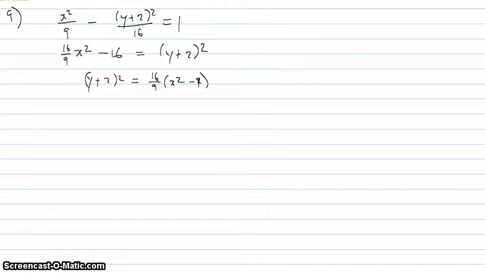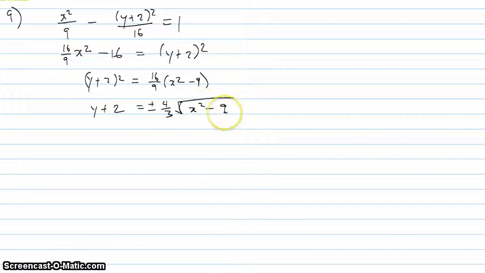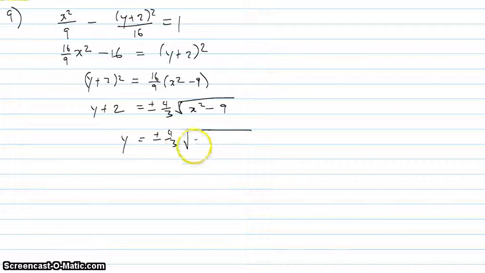So factorizing this left-hand side and moving it to the right-hand side, I can then take the square root, so I get y plus 2 is equal to plus or minus 4 over 3 square root of x squared minus 9. So y is equal to plus or minus 4 over 3 times the positive square root of x squared minus 9, minus 2.